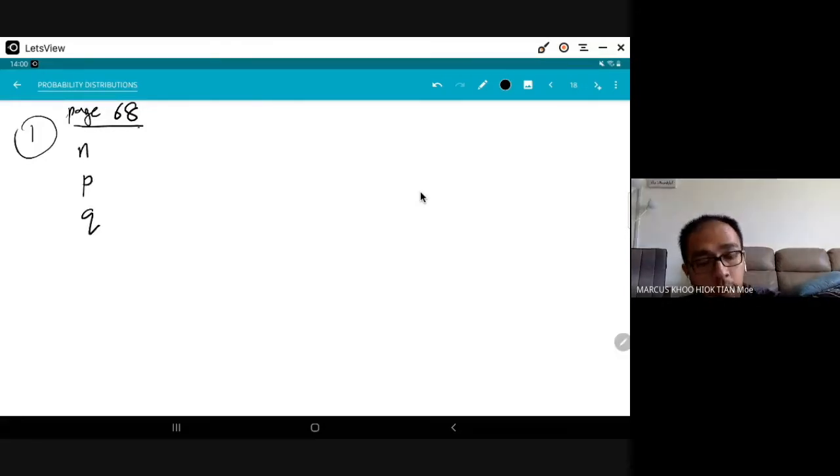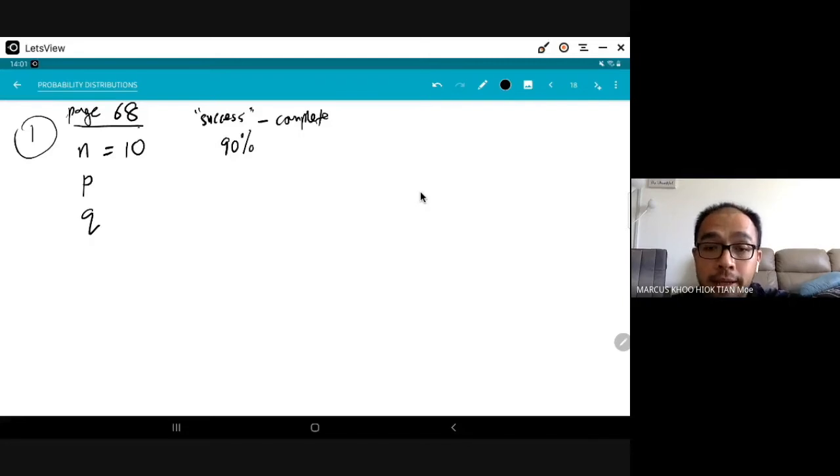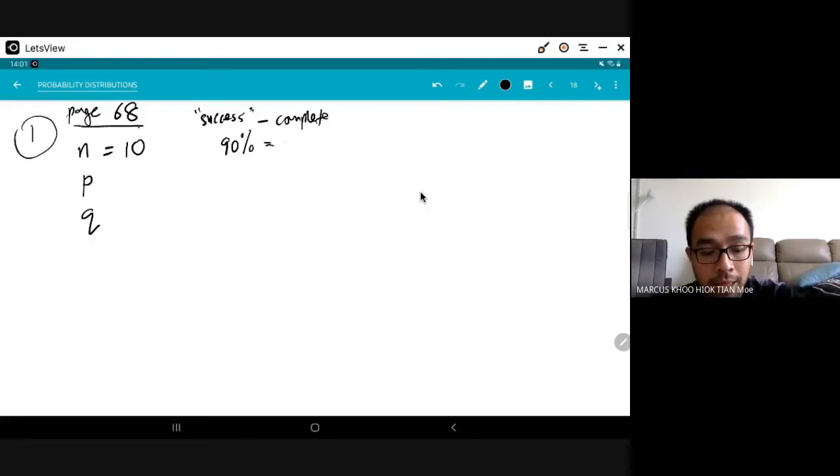So NPQ, N is 10 because there are 10 students that you want to study. Okay, a group of 10 students. The probability of success, success is complete the course successfully. And then they give you 90%. So 90%, when we translate this into probability, will be 90 over 100 or 0.9. Okay, and then the Q is 0.1. Sebab kita tahu jumlah P dan Q mesti sama dengan 1.